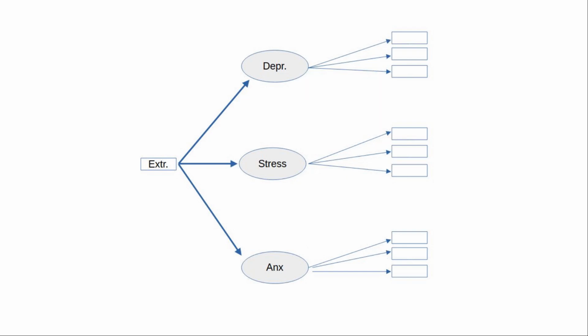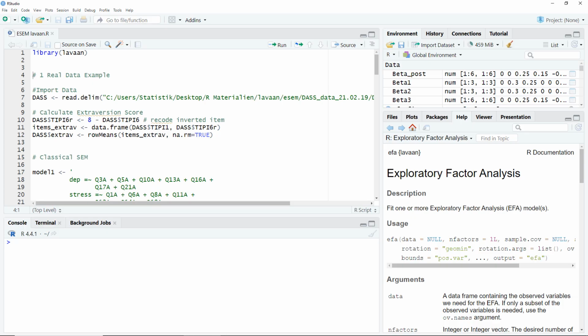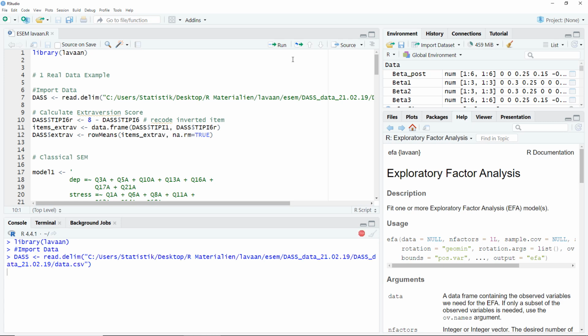So as an example, I want to predict three different dimensions of stress: depression, stress, and anxiety, from the personality dimension extraversion. Extraversion in this example is a measured variable, simply the mean of two items. And this here would be the way to do it in classical SEM. Whereas in ESEM, the structural part is the same, but the measurement part is different. For this we need lavaan. First I load the data, then I calculate the extraversion score.